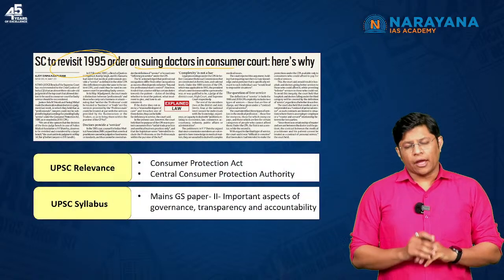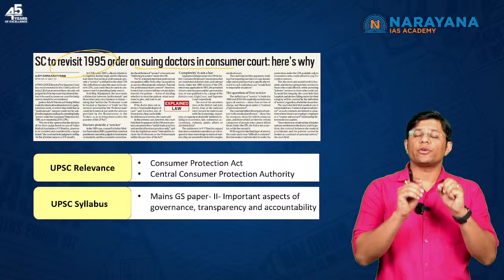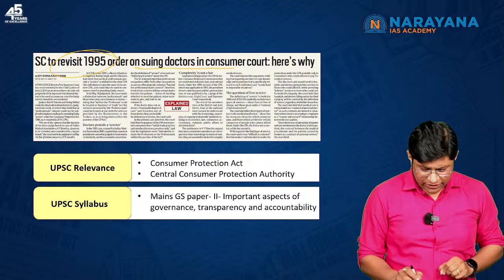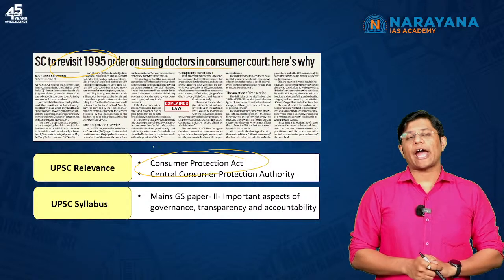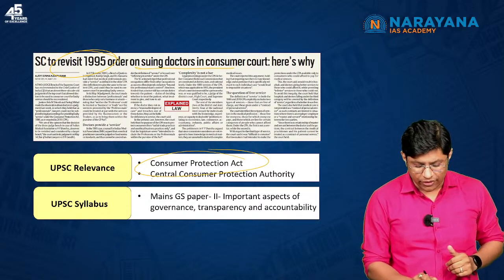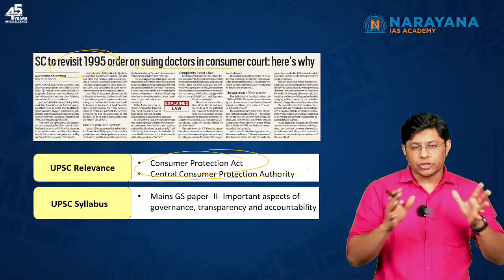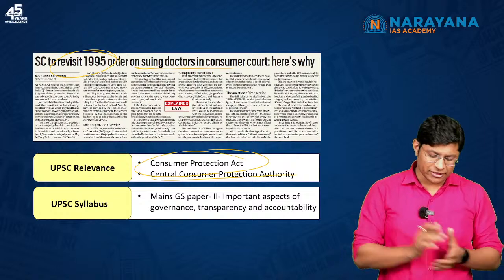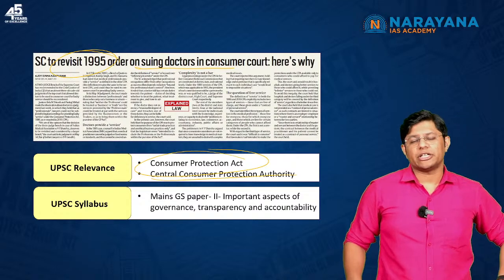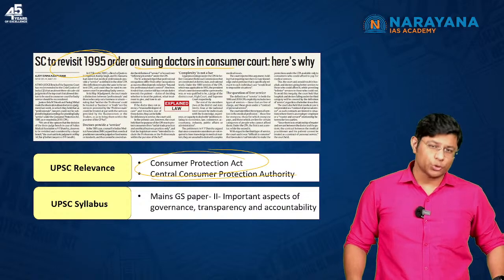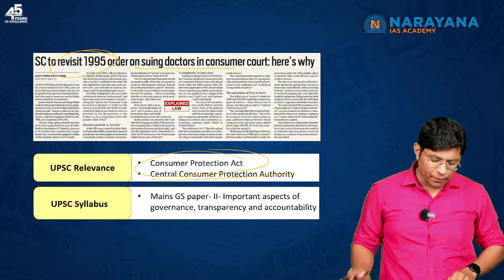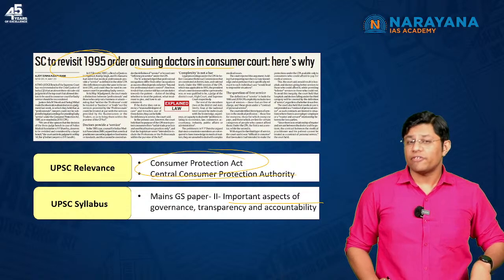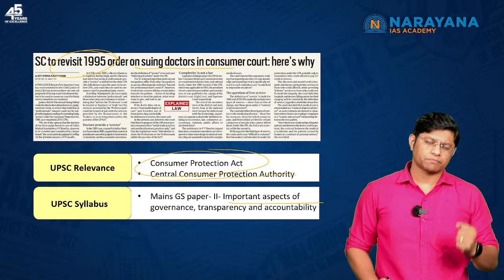Now, when it comes to this topic, there are few key terms that you need to understand as a part of the UPSC examination. For example, we have the Consumer Protection Act of 1986. At the same time, we have the Consumer Protection Authority, which enforces the rights of the consumers. And again, you can map this particular topic under GS paper 2. In GS paper 2, we have a subtopic in the name important aspects of transparency, governance and accountability.